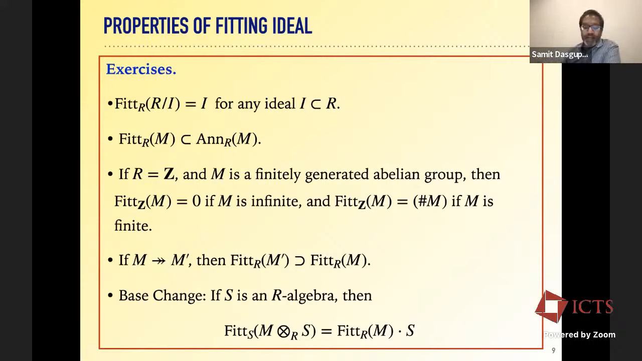And finally, this is an important property that I alluded to earlier, that it respects base change. If you have an R-algebra S and you tensor up from R to S, then the fitting ideal over S is just generated by the fitting ideal over R. And this is actually very easy if you just look at the definition.